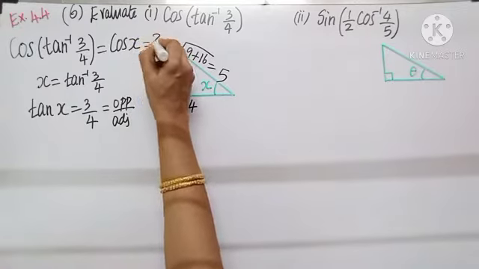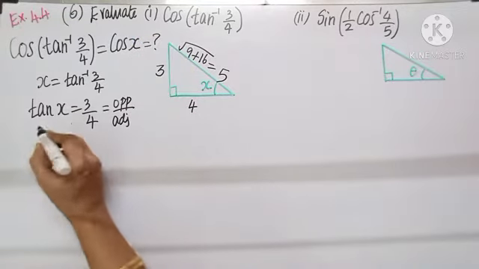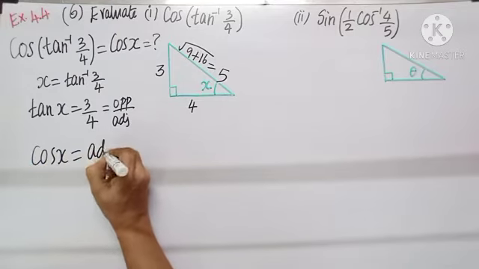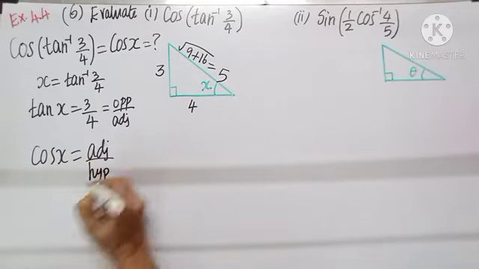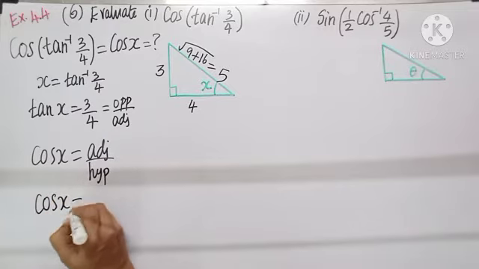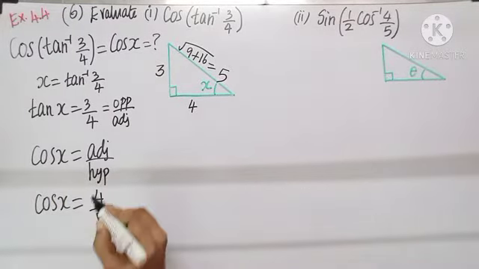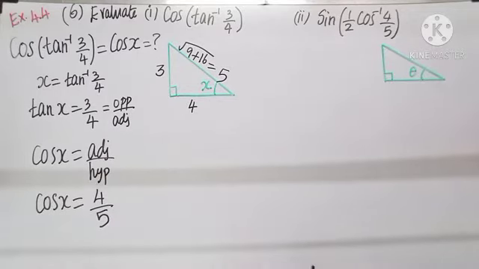Find what? Cos x. So tan x is 3 by 4 tells me cos x is adjacent by hypotenuse. So cos x is equal to adjacent is 4, hypotenuse is 5, and that is the answer.